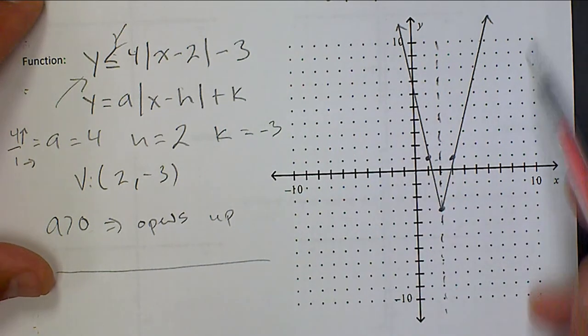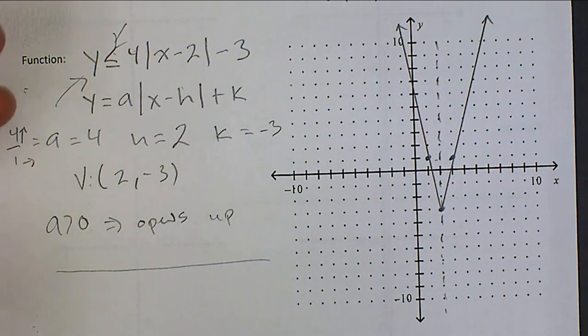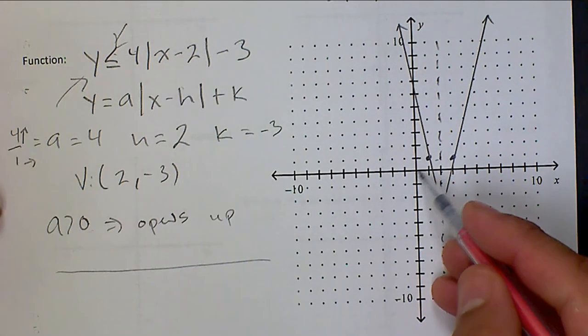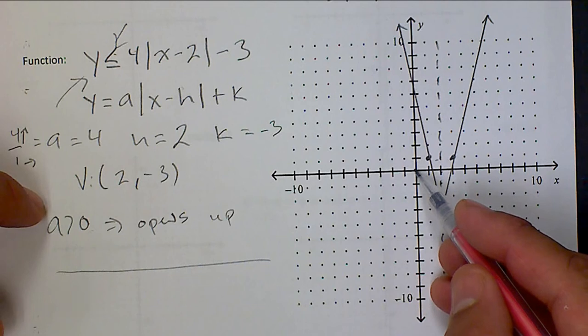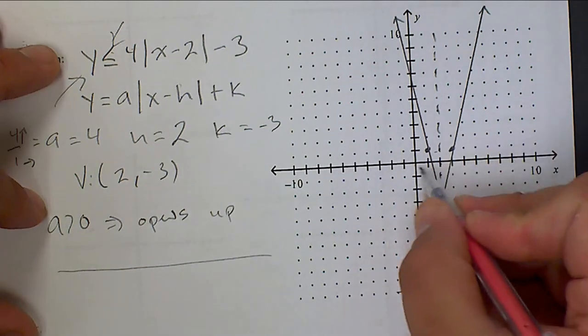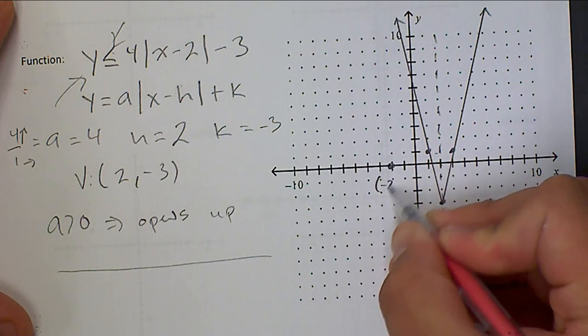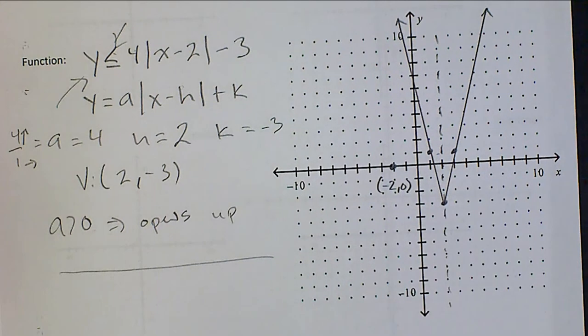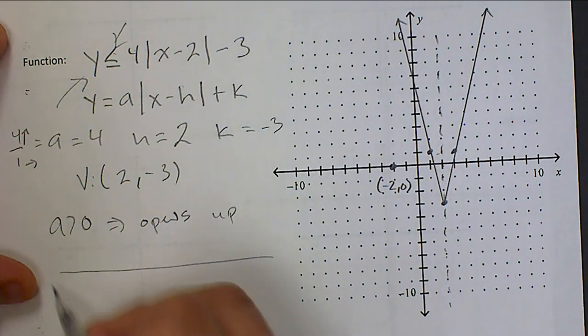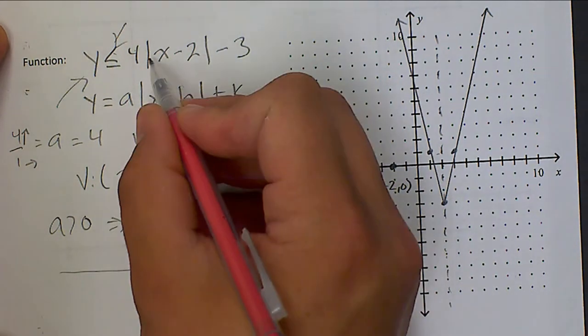But just to be safe, I'm going to use a test point. You could use 0, 0, since it's not on the line, but just for the sake of it, I'm going to take negative 2, 0 as my test point. It's outside the V, below the line, so I'm going to substitute what I know into the original inequality right here.